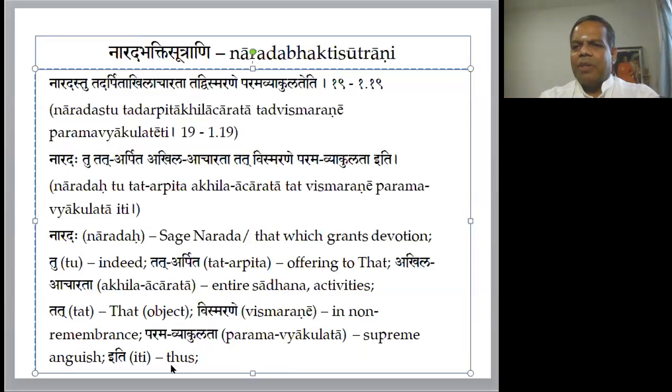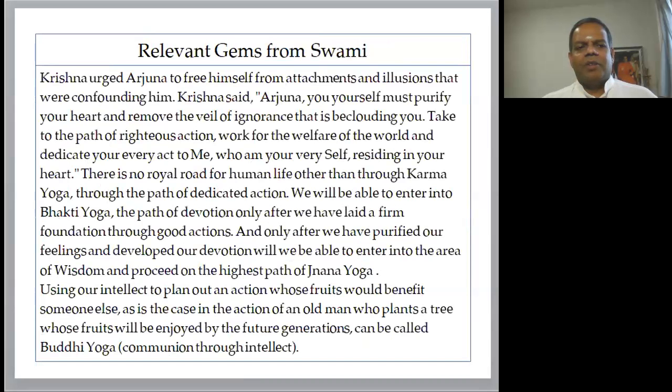The best example is the gopis of Vrindavan. Then we will look at that a little later. So we will read the Swami's excerpts, which will actually elaborate on this theme, I would say.